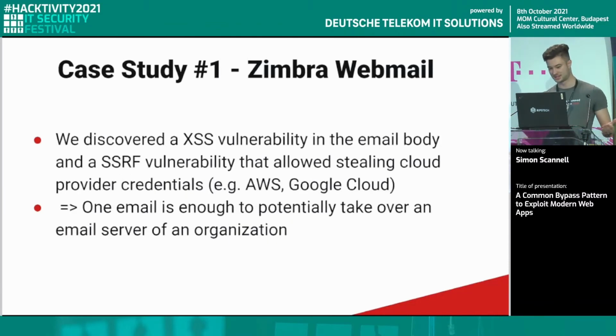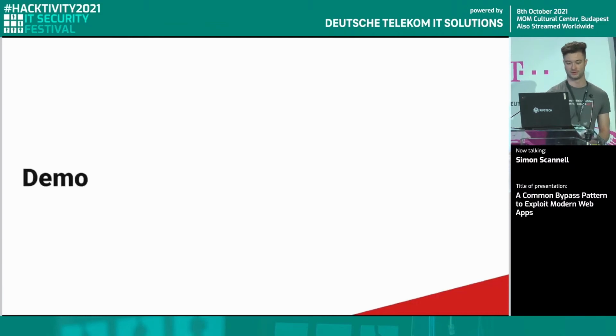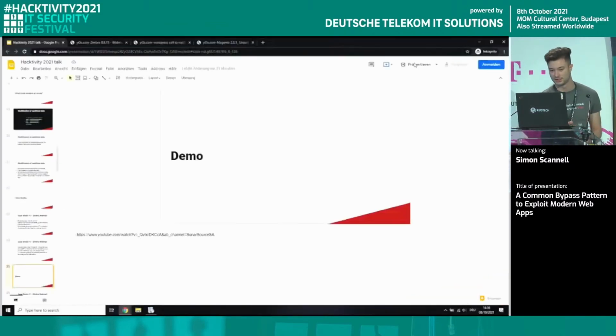So we discovered an XSS vulnerability, as a spoiler here, and an SSRF vulnerability that allowed stealing cloud provider credentials, for example, from AWS, Google Cloud. And one email is enough to potentially take over an email server of an organization. We have a demo here before we dive into the technical details.